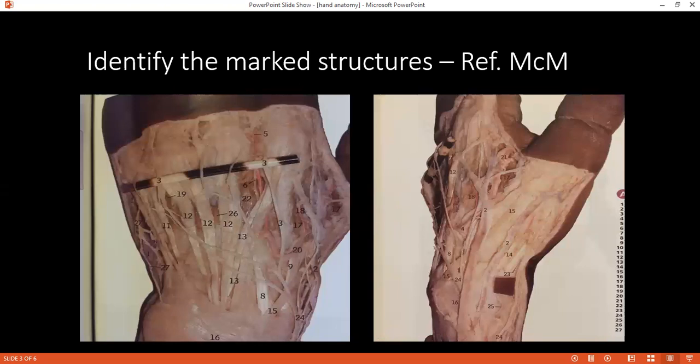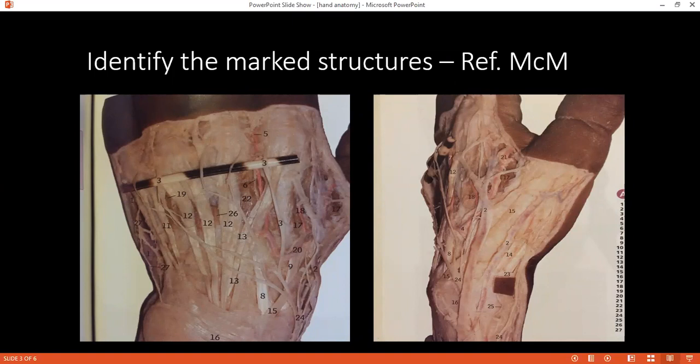Can you look at the image on the left-hand side and identify the first dorsal interosseous muscle? Can you locate it on the left? Yes, this one. Kindly tell me the origin, insertion, and action of this muscle.